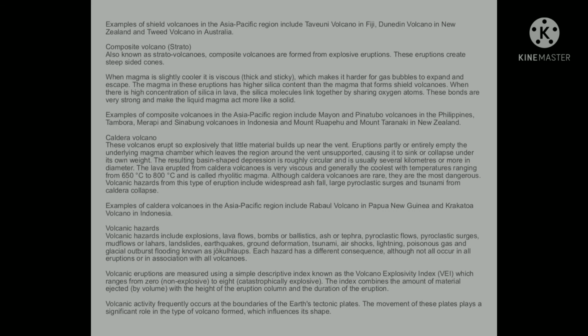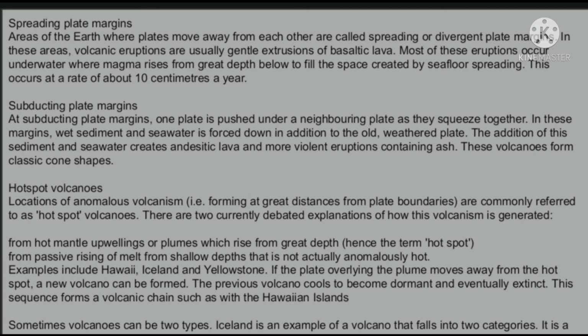Examples of composite volcanoes in the Asia-Pacific region include Mayon and Pinatubo in the Philippines, Tambora, Merapi, and Sinabung in Indonesia, and Mount Ruapehu and Mount Taranaki in New Zealand. Caldera volcanoes erupt so explosively that little material builds up near the vent. The eruption partly or entirely empties the underlying magma chamber, which leaves the region around the vent unsupported, causing it to sink or collapse under its weight. The surrounding basin-shaped depression is roughly circular and is usually several kilometers or more in diameter.